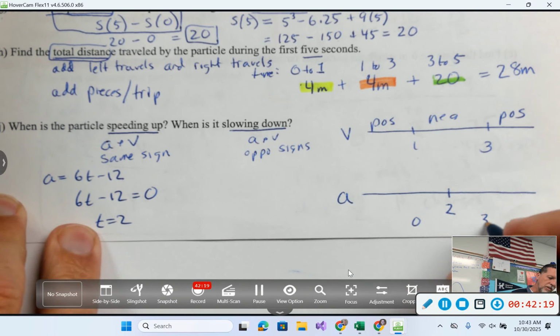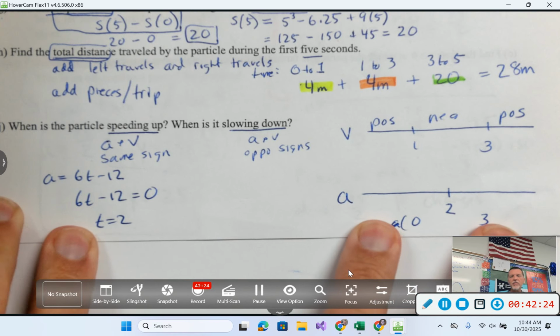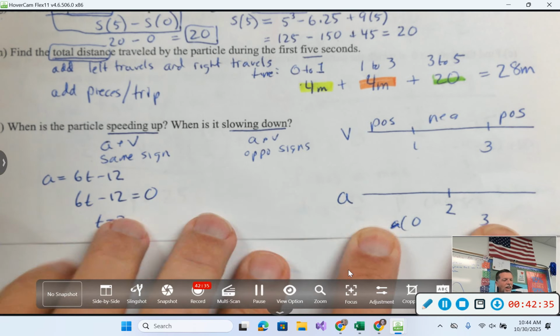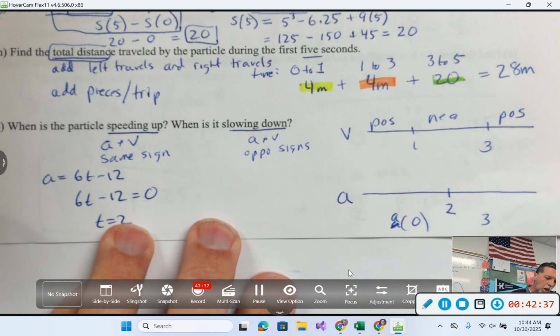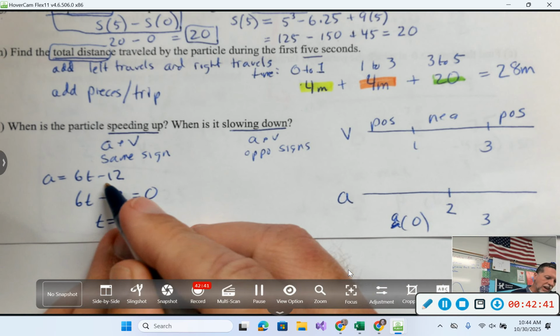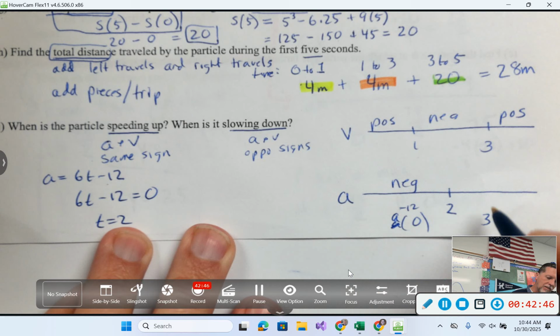Let's check 0 and 3. When I say check them, where am I checking 0 and 3 into? A or V or S? Got more options now. If I want to know the signs of A, then I need to check it into A. So A of 0 is negative 12. That's negative. A of 3 is 18 minus 12. That's positive.